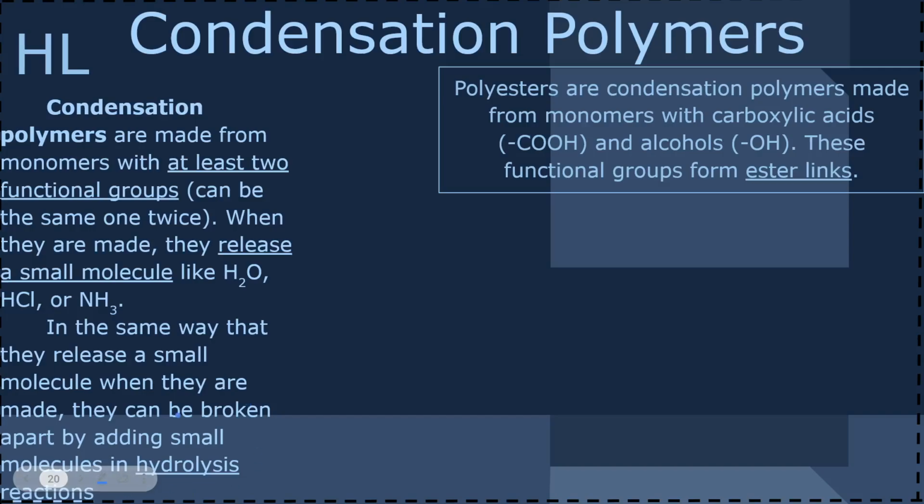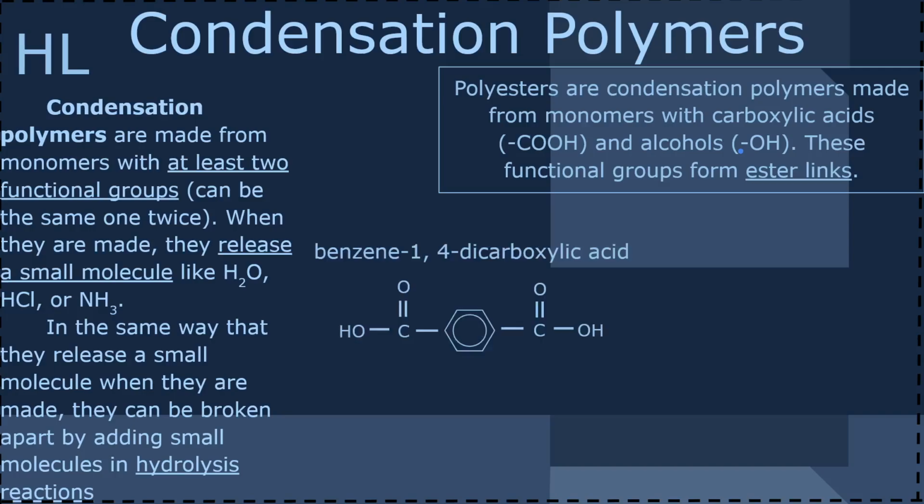Now, this is typically done with H2O. So polyesters are condensation polymers made from monomers with carboxylic acids, COOH groups, and alcohols, OH groups. These functional groups form what are called ester links. So we're going to have what's called benzene 1,4-dicarboxylic acid, and you see you have your two COOH groups on either side. And then you're going to add that to ethane 1,2-diol.